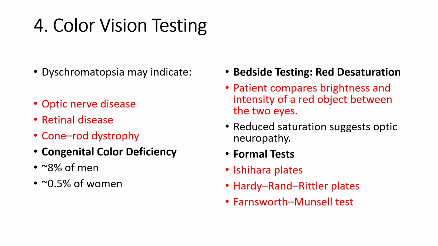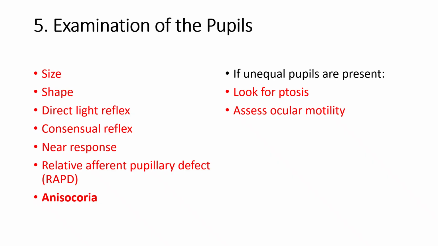We have the formal tests. Those are Ishihara plates, Hardy-Rand-Rittler plates, and the Farnsworth-Munsell test. Examination of the pupils. In pupils, we should look for size, shape, direct light reflex, consensual light reflex, near response, RAPD, that is relative afferent pupillary defect, and anisocoria. If there are unequal pupils, then we should look for associated ptosis and assess ocular motility also.